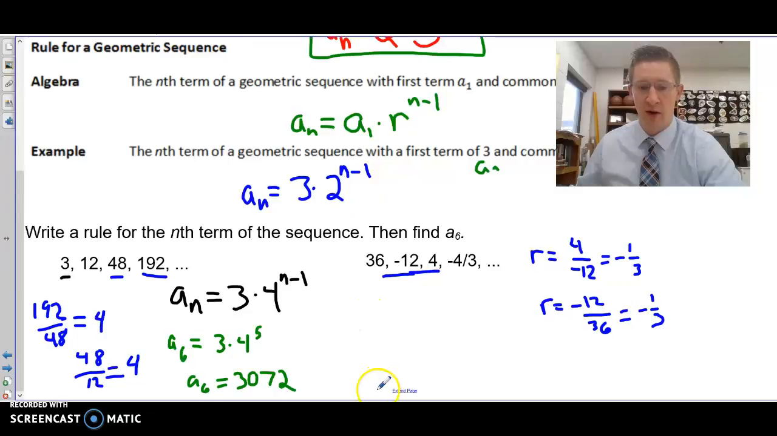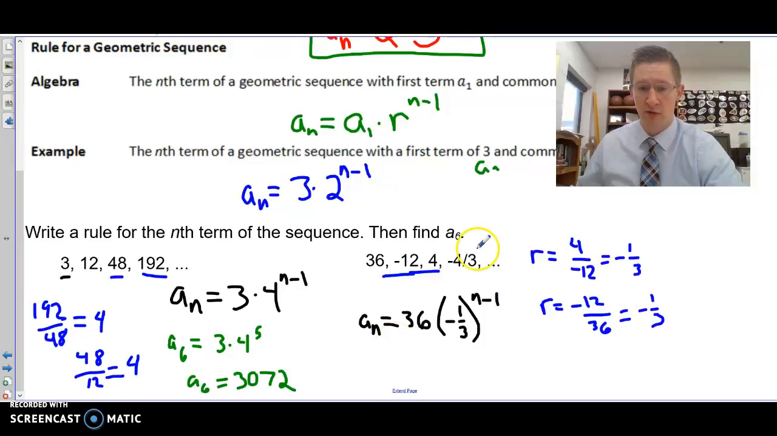Okay. So when I write my rule to find the nth term, I take the first term, whatever it is, in this case 36, times my common ratio. And here, because it's negative and it's a fraction, I'm going to put it in parentheses. So negative 1/3 is my ratio, and that's going to be raised to the n minus 1 power. So there's my rule.